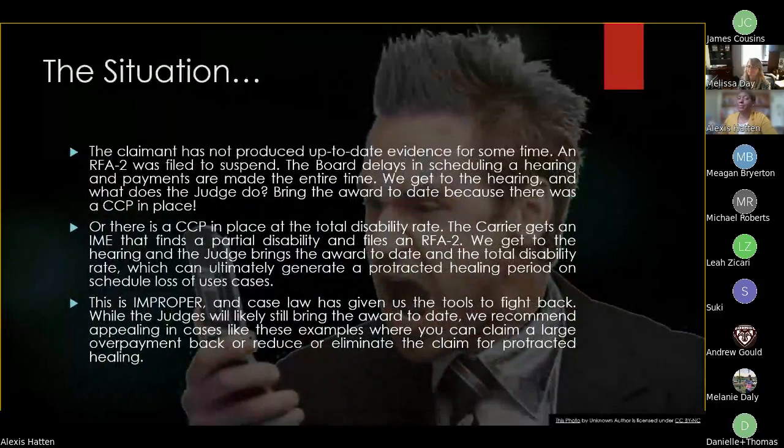The claimant has not produced up-to-date evidence for some time, the judge still brings the award to date. There's a CCP in place at the total rate. Carrier gets an IME that finds partial disability. We agree to a rate at the hearing, but we want it as of the IME date. Judge still brings it to date.